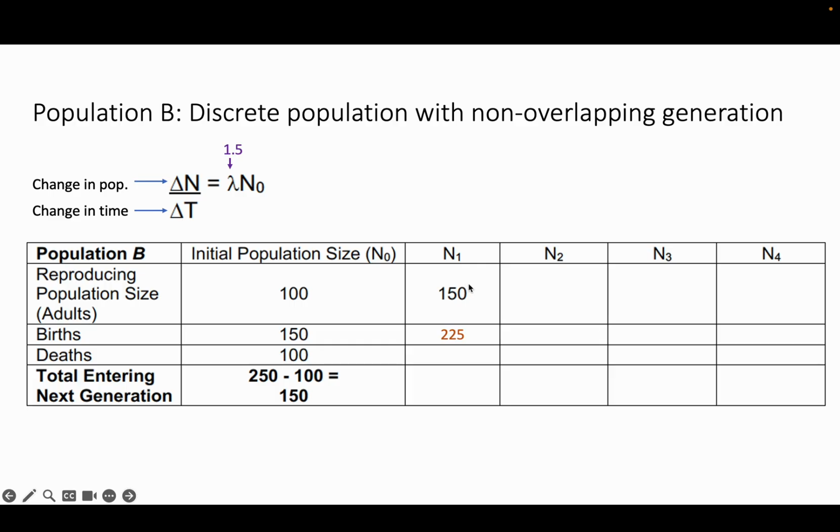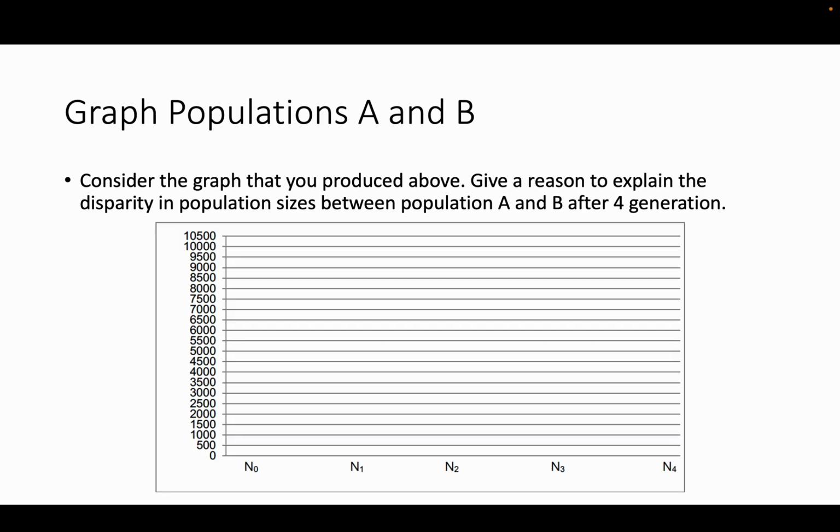The adults are going to die. So the 150 adults die because these are the initial reproducing individuals to begin with. So you're only left with 225 individuals. These are the offspring that were born. Now the 225 offspring are going to grow, reach sexual maturity, and then reproduce, and you can go ahead and complete this entire table as well. Now remember, this is a discrete population with non-overlapping generations where the adults are dying. When you're done with that, go ahead and graph populations A and B on here. This is the generation time, and this is the population size. So go ahead and graph that and see ultimately which population is going to have a higher rate of growth, and explain why.